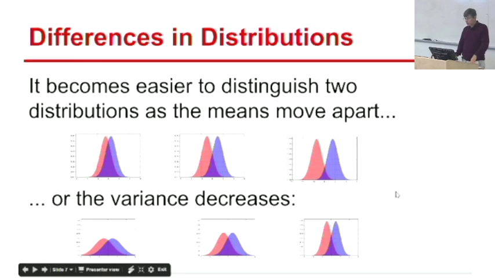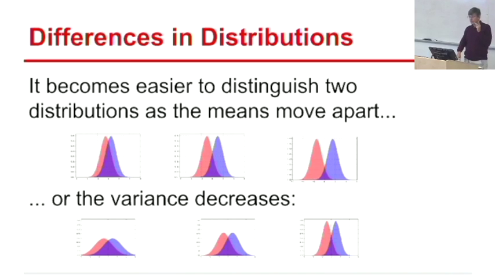The figures on the bottom show two distributions where the distance between the means is the same, but the variance of each distribution is different, okay? Or the standard deviations are different. Which distributions are easier to tell apart?